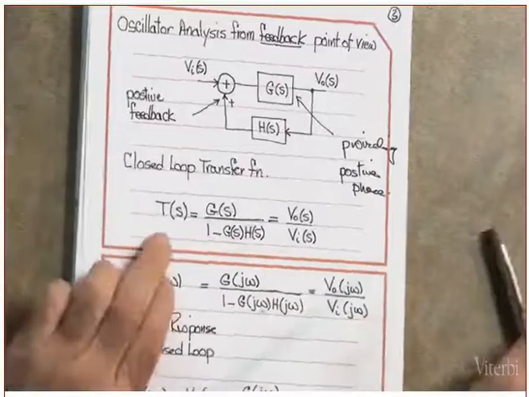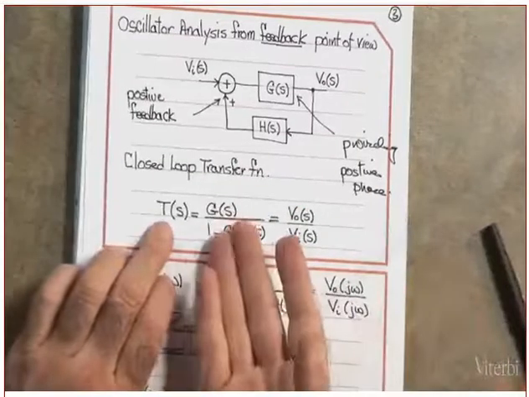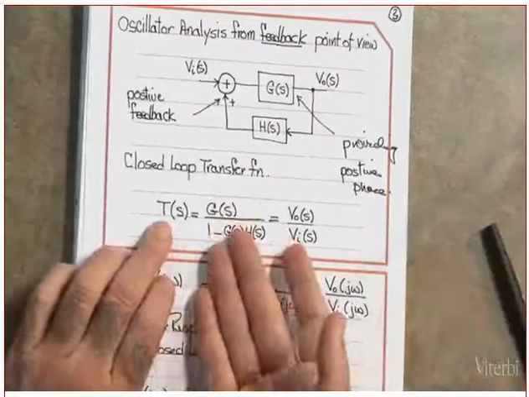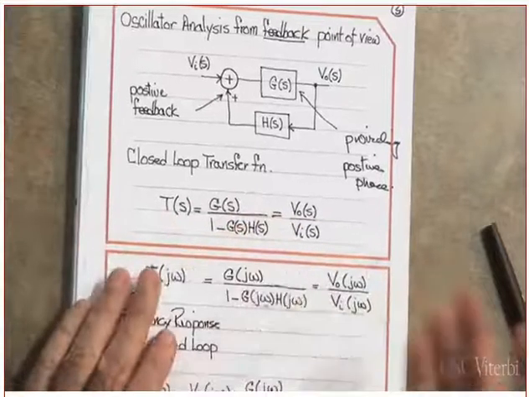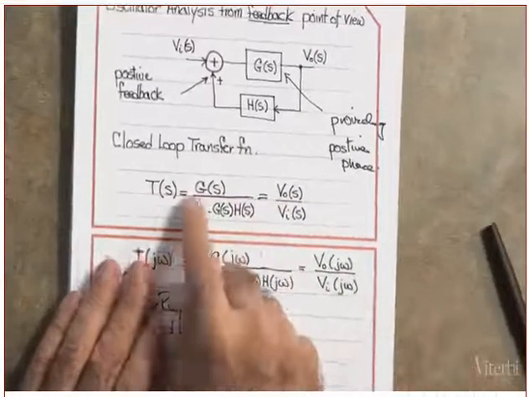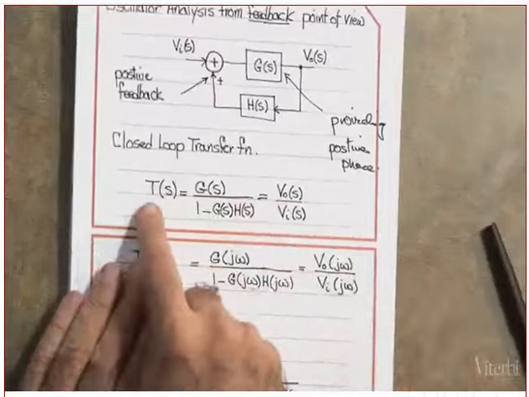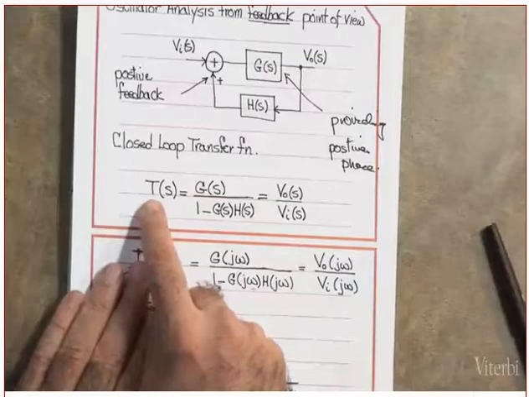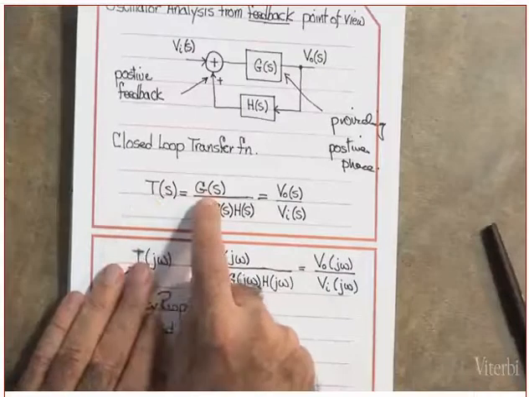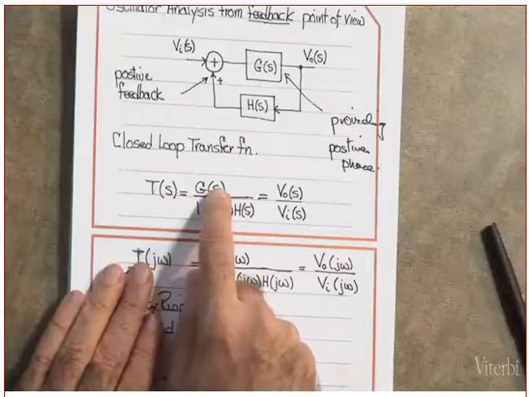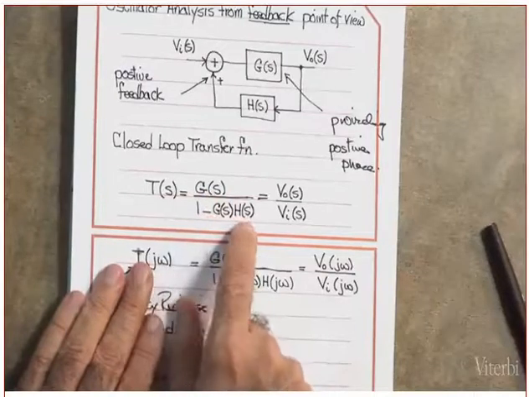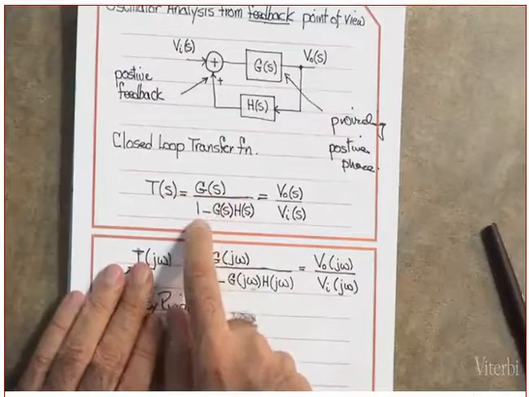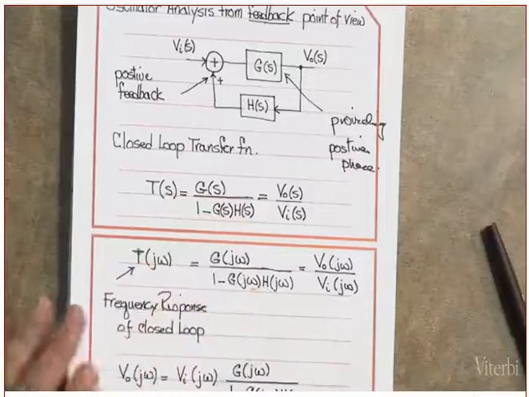Okay, good. Now, what is the closed loop? Do not tell me you have not seen this before. Where do you study this? In control classes or something. What is T of S? The closed loop transfer function. The closed loop transfer function is G of S over 1 minus G of S, H of S.